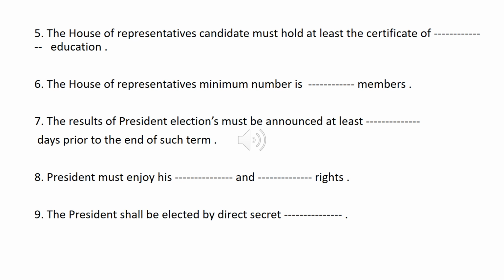Question number 7. The results of president elections must be announced at least 30 days before the end of such term, and the elections itself must be held at least 120 days before the end of the current president term.